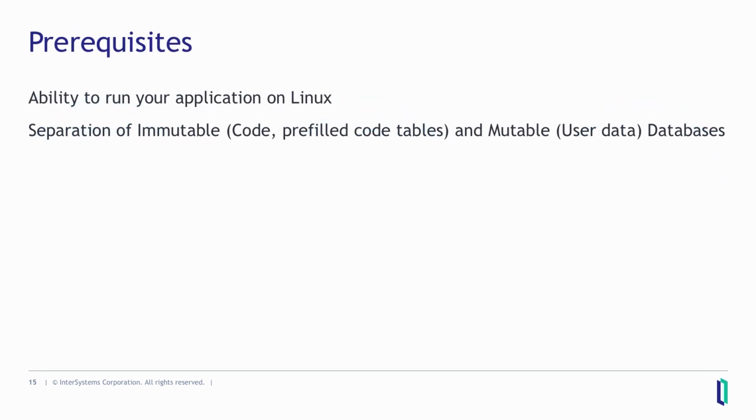So what are the prerequisites for using Docker, for using containerization? Just two of them. The first one: your application has to be able to run on Linux, because we only provide Linux containers for IRIS. The second is that you have to divide your application into an immutable part and a mutable part. The immutable part is usually your code, some prefilled code tables, some prefilled globals that you will ship together as your installation bundle.